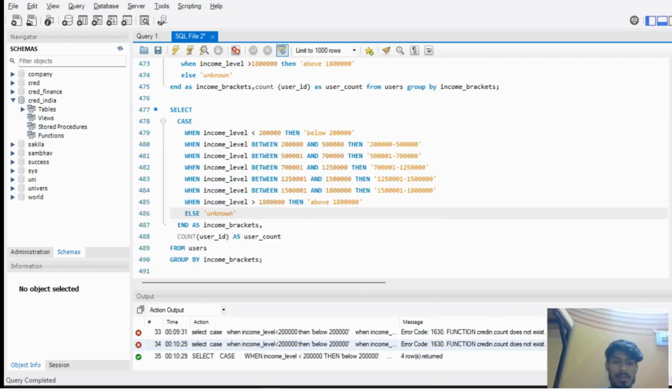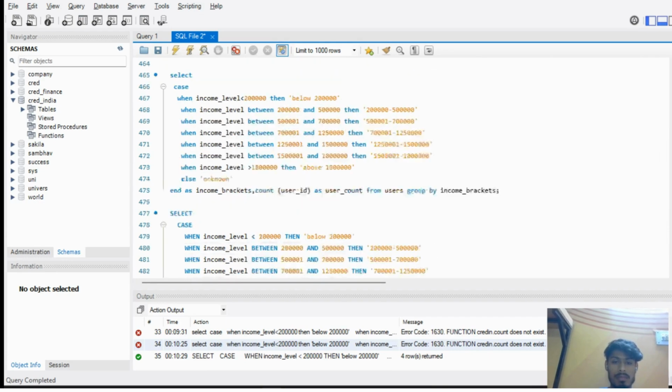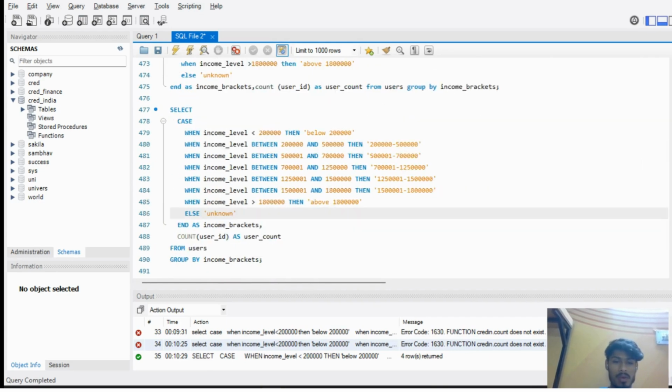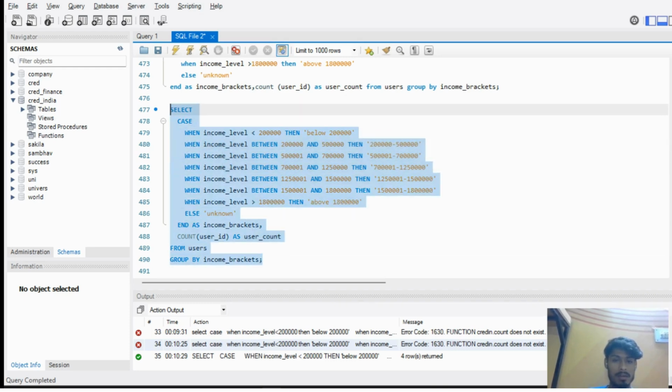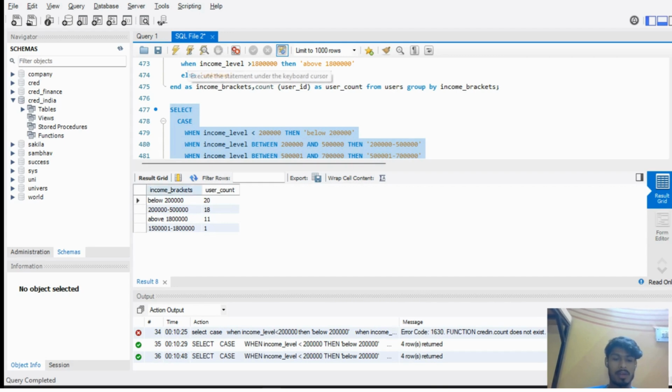So here we made some changes, like converting the upper into uppercase. Let's try to run this statement. Okay, so finally here we can see that in the income bracket table there will be the number of users. Between 2 lakh to 5 lakh there are 18, and between 15 lakh to 18 lakh there will be a single user. So let's move on to another query.